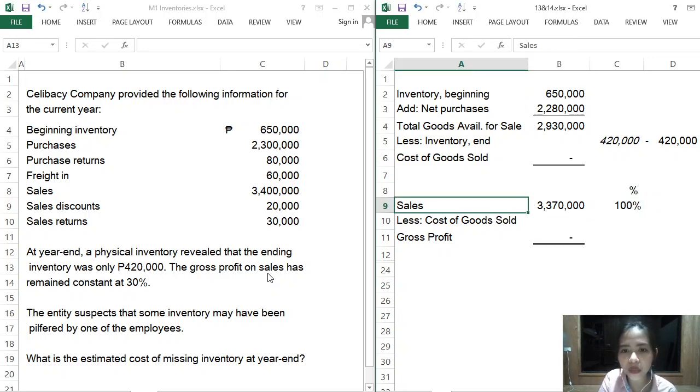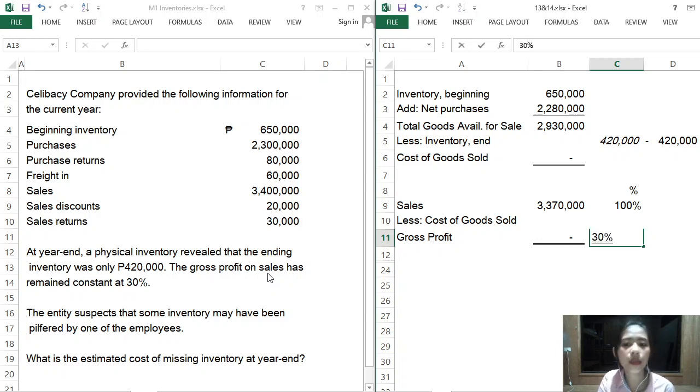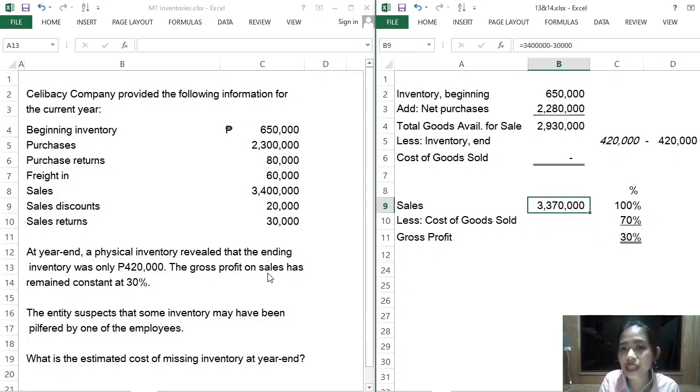And looking at the formula, we have sales less, so minus yon, and then you will come up with the gross profit. Sabi niya, your gross profit is 30. Ibig sabihin, our cost of goods sold is how much? That would be 70, right? So, 30% of sales, yun yung gross profit. 70% of sales, yun yung cost of goods sold. So, madali lang. You just have to compute kung saan yung 100%. So, you have 3.37 times 30% because yung given is gross profit on sales remained at 30. So, that's 30%.